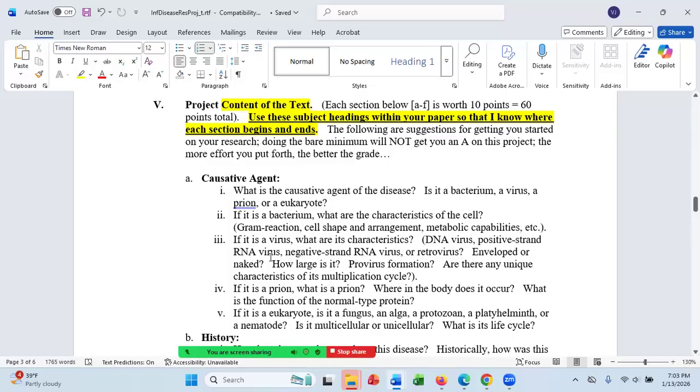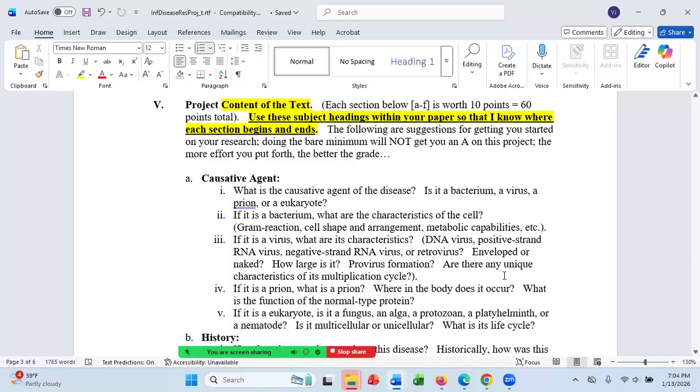Similar for a virus, is it a DNA virus, a RNA virus? If it's an RNA virus, is it the positive RNA strand or the negative RNA strand? Is it a virus that integrates into the chromosome like a retrovirus?